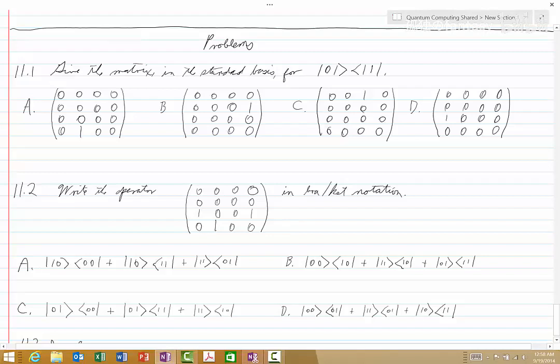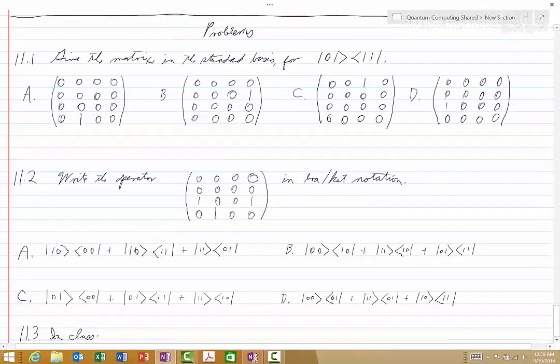And you can see the 4 matrices given here. And in each case, all the entries are 0 except for 1, and that one non-zero entry is equal to 1. So here's the non-zero entry in A, here's the non-zero entry in B, here's the non-zero entry in C, and the non-zero entry in D. Which one of these is the correct matrix for this operator?